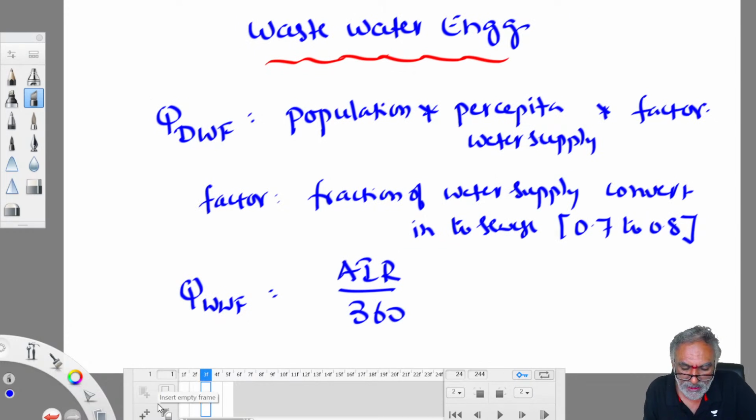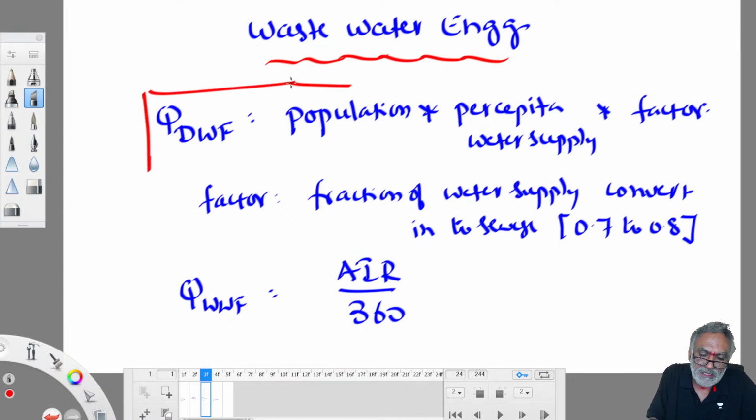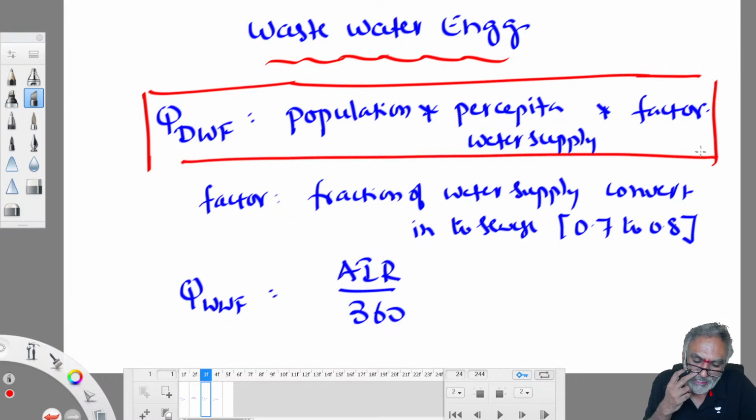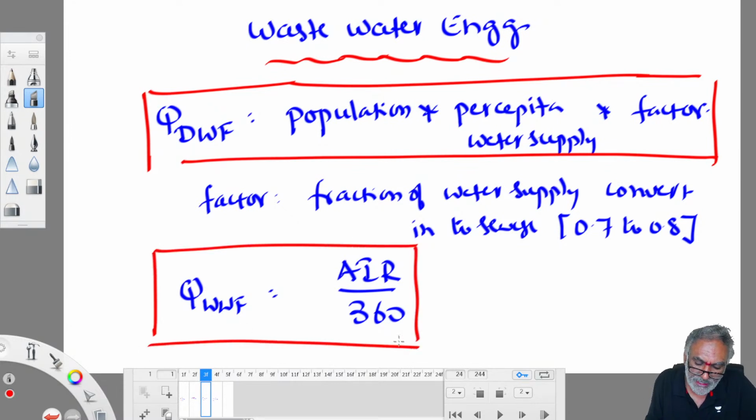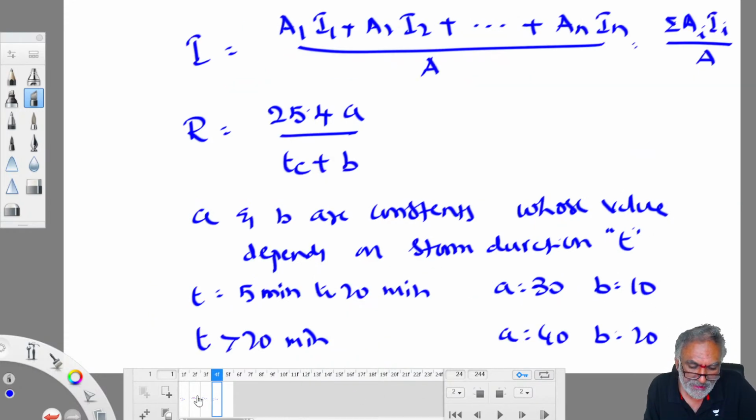Then coming to wastewater, the first topic is working out dry weather flow and wet weather flow. Dry weather flow estimation is so simple and so easy. It is population into per capita sewage flow. Per capita sewage flow is nothing but per capita water supply into factor. And wet weather flow we estimate by using the rational formula. This formula is called the rational formula. It is an empirical formula. Using the same formula we can work out the things.